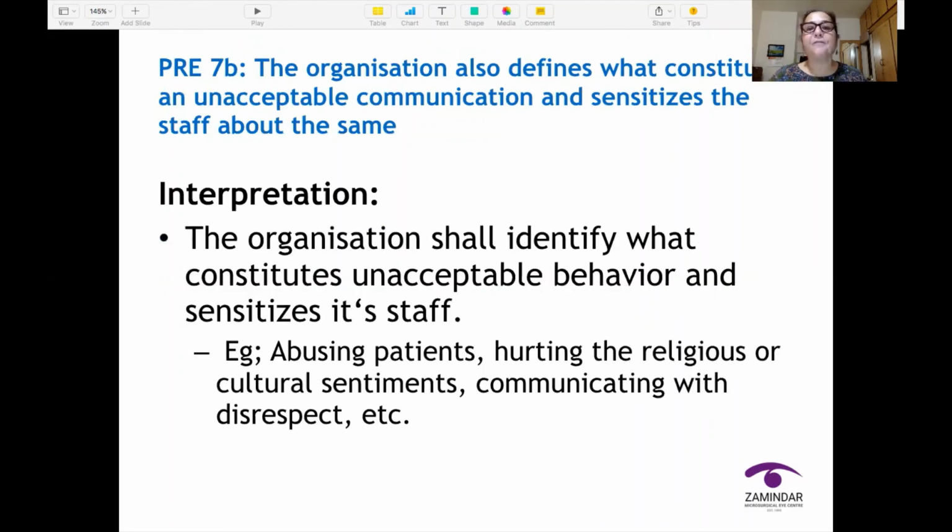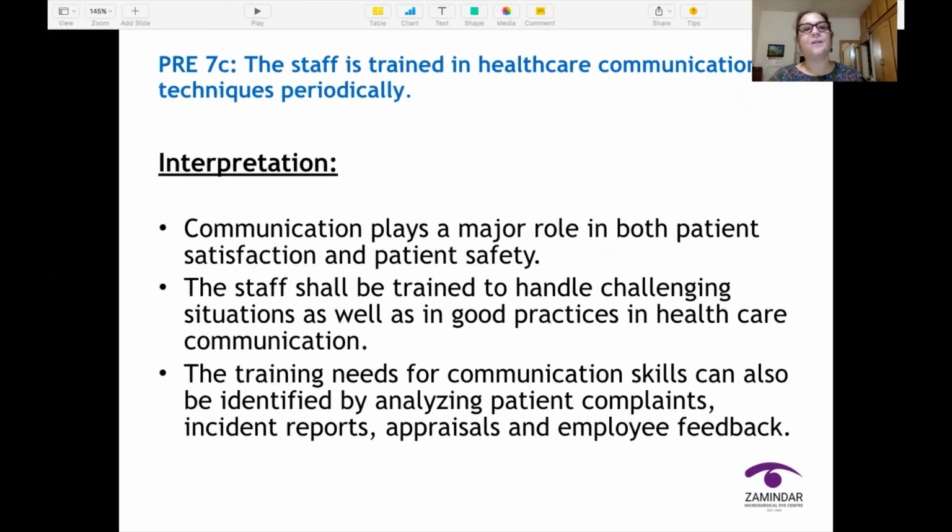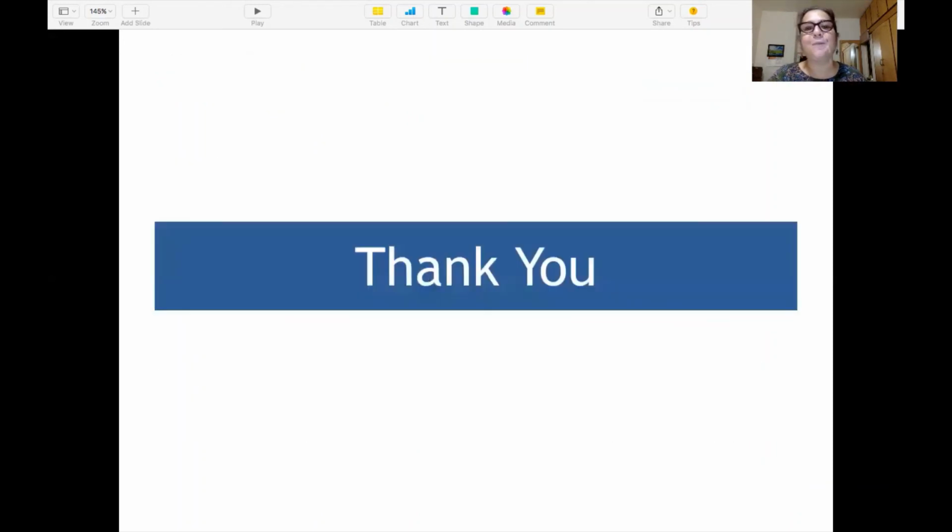7B says it defines what constitutes unacceptable communication. So what is acceptable communication? What is unacceptable communication is something which should be defined, that cannot be done as a part of our organization's values, policies, vision and mission. This is not allowed in this organization. And the staff is trained in healthcare communication periodically. Again, staff is trained, so training records should be in place.